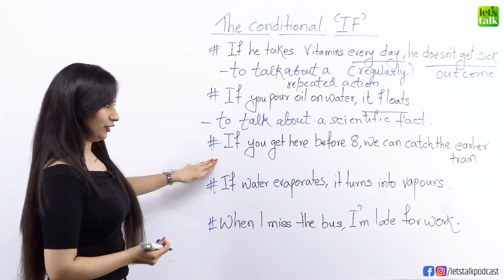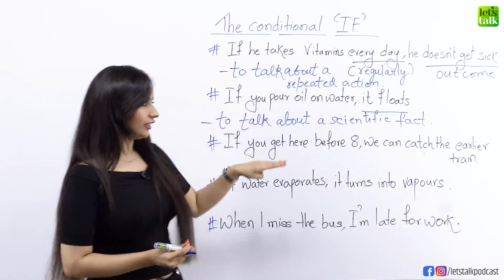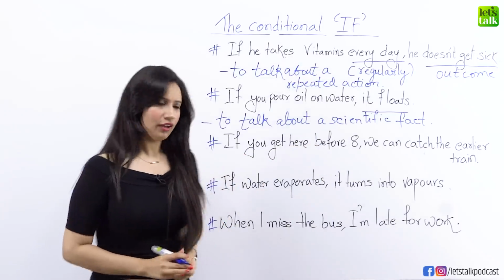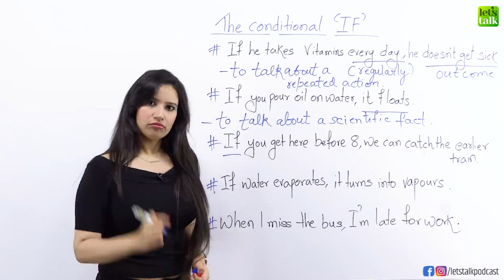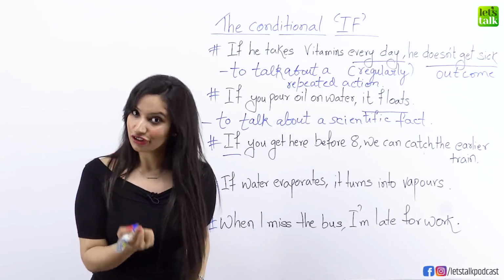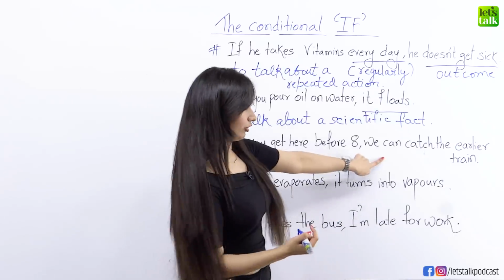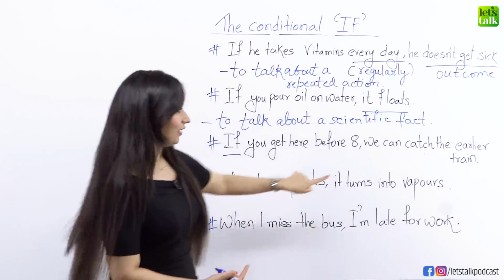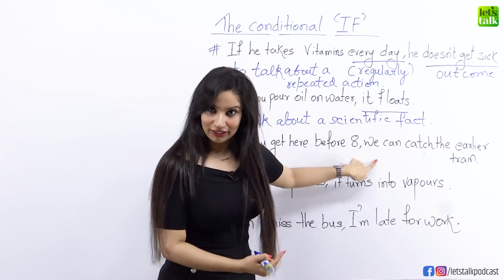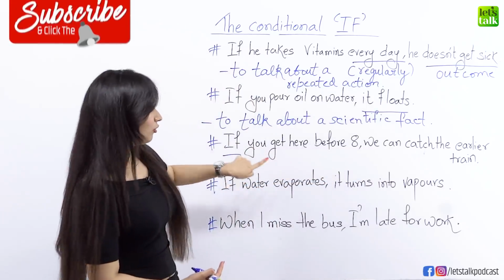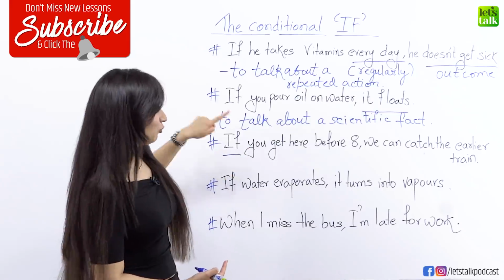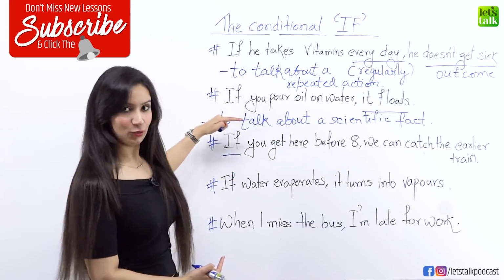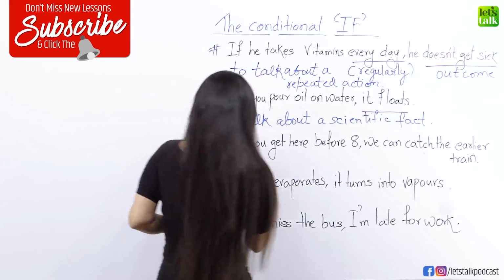If you get here before 8, we can catch the earlier train. Are we imagining here? Not really. It's a condition again, and we have an outcome. What will happen if you get here before 8? We can catch the earlier train. But here, why are we saying this? What is the reason? Like these two. I'll write it for you.